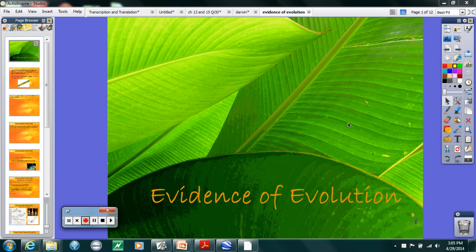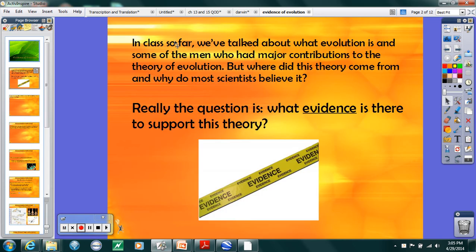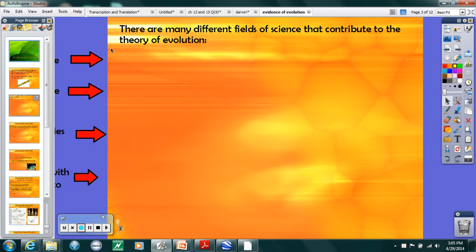What I want to pick up with right now is evidence for evolution. So how do we know that this actually does take place? In class so far, we've talked about what evolution is, some of the men who had major contributions to the theory of evolution, but where did this theory come from and why do most scientists believe it? Really, the question is, what evidence is there to support this theory? Okay, and there's actually evidence from many different fields of science that contribute to the theory of evolution.